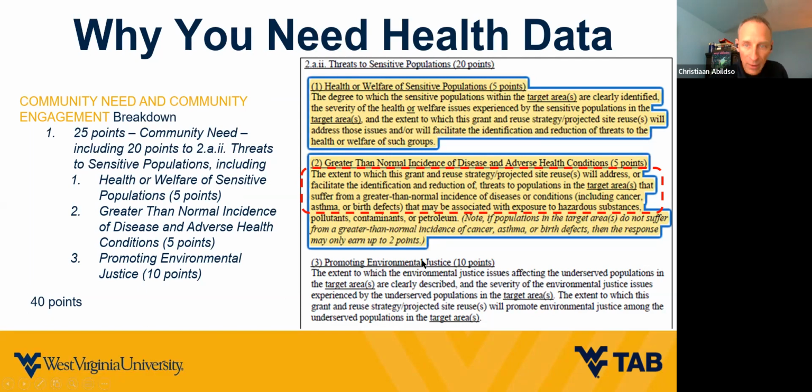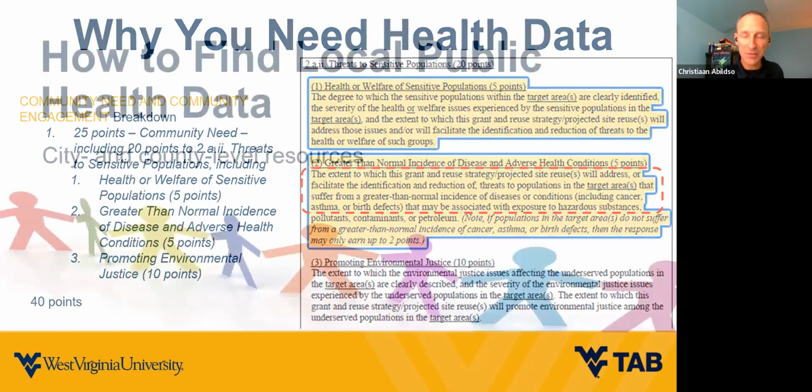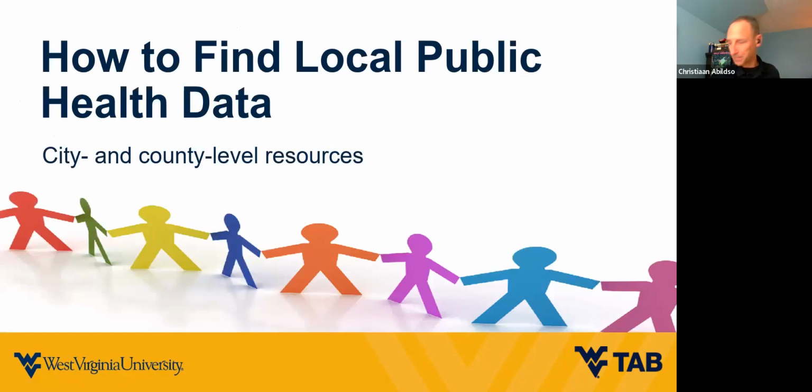So there are other areas that are adjacent to what we're looking at. Obviously the health or welfare of sensitive populations, I'll talk about that a little bit. And then the environmental justice tools are ones I won't get into today, but was it the EJ index or others that can help you with that information. So hopefully, if you've looked at the grant application, you understand why you need it, but I just wanted to reinforce it.